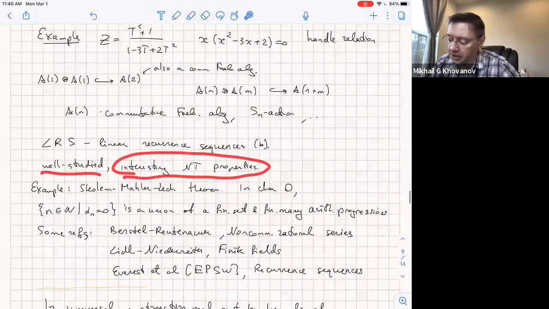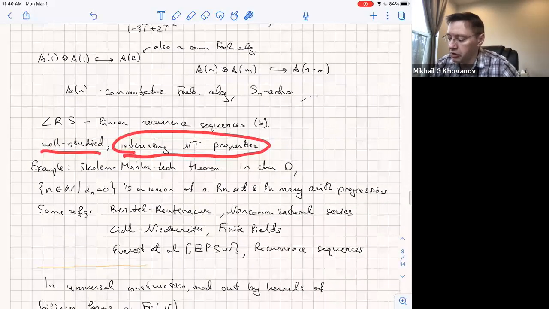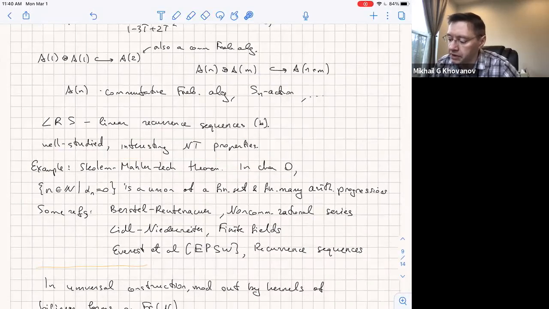As an example, as a teaser, I haven't explored, I don't know if anyone has explored, a possible relation between these LRS and topological theories, but just one example of an interesting phenomenon is the result by Skolem, Mahler, and Lech, saying that in characteristic 0, if you take the union of all indices n such that alpha_n is 0, where Z(alpha, t) is a rational function, it's always a union of a finite set and finitely many arithmetic progressions. But it fails in finite characteristic for infinite fields.